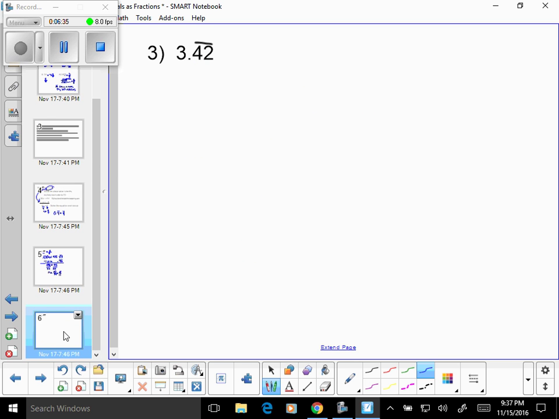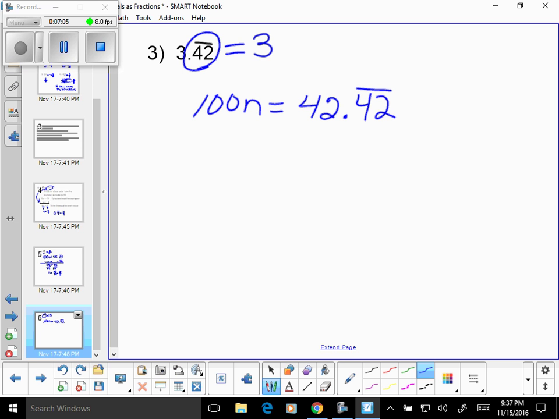If you want to hit pause, go ahead. I will tell you that just like we did in part 1, I work with the 3 right away, and then I just worry about this 0.42 repeating. If you want to try it, hit pause, otherwise I'll go right into the explanation. Since it's tenths, hundredths, that means I'm going to have 100n equals 42.42 repeating, minus n, which is my 0.42 repeating.